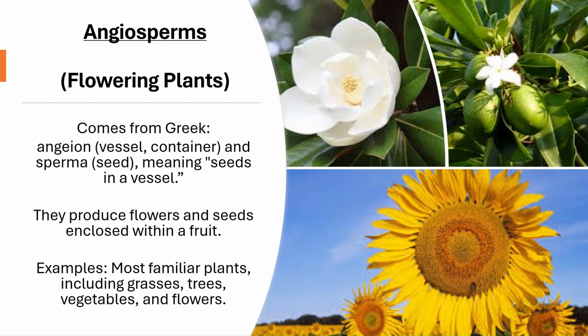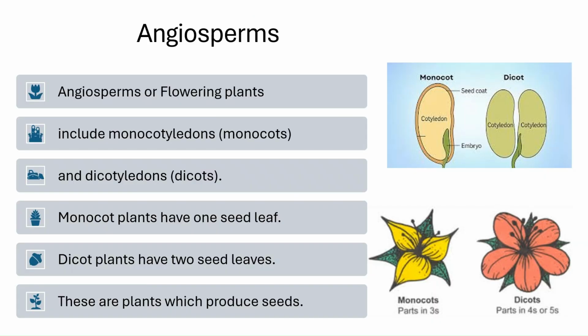Angiosperms or flowering plants come from the Greek word angion, meaning vessel or container, and sperma means seed, meaning seeds in a vessel. They produce flowers and seeds enclosed within a fruit. Examples are most familiar plants, including grasses, trees, vegetables, and flowers. Angiosperms or flowering plants include monocotyledons, also called monocots, and dicotyledons, called dicots. Monocot plants have 1 seed leaf. Dicot plants have 2 seed leaves. These are plants which produce seeds. So you can see the pictures here, and you can also see how monocot and dicot flowers are different.